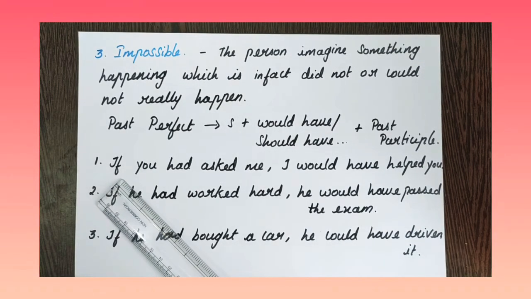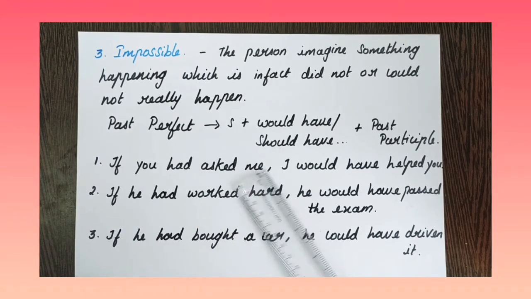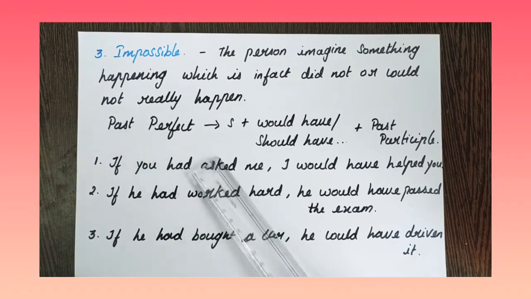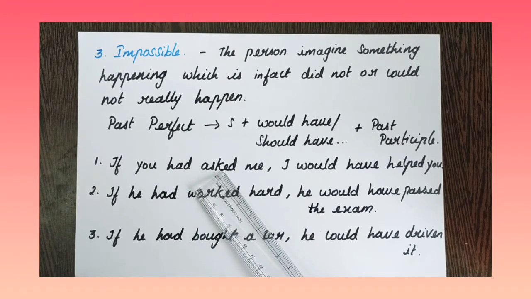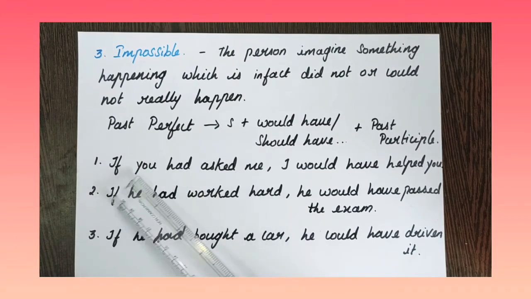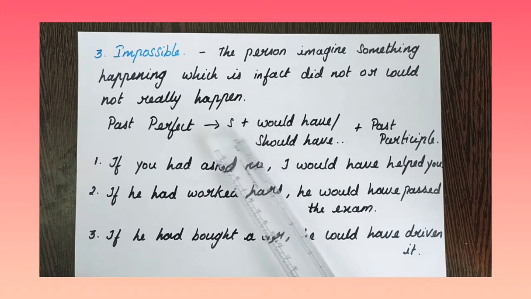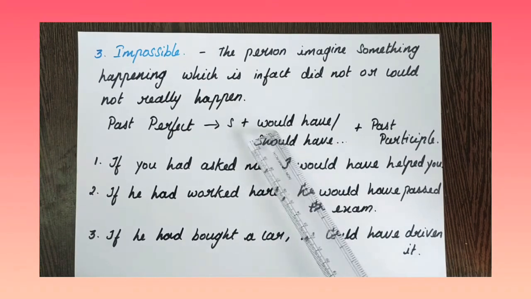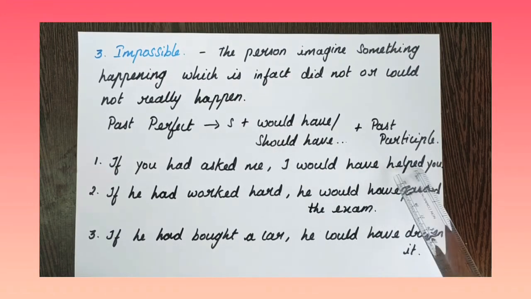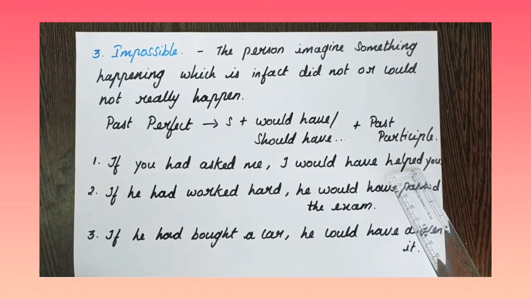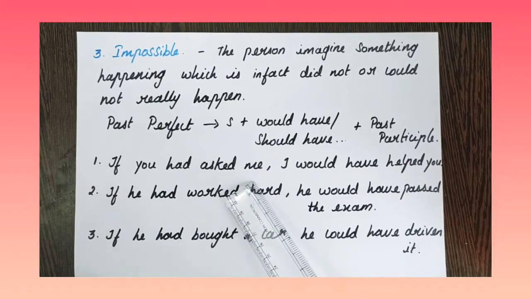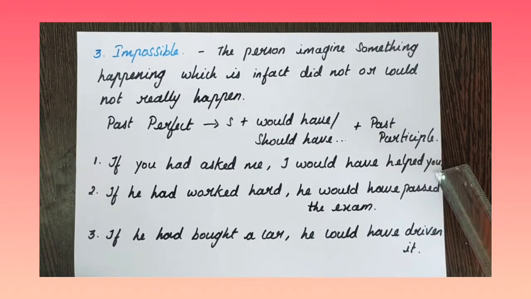First example: if you had asked me. See, had is for past tense, asked is the past participle form of the verb. So it is past perfect tense. If you had asked me, I, subject, would have, that is the modal auxiliary verb with have, helped, the past participle form of the main verb. That is, I would have helped you. If you had asked me, I would have helped you.